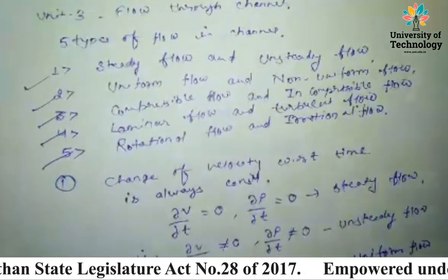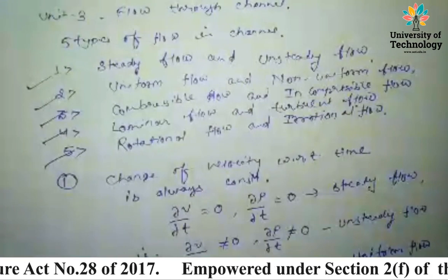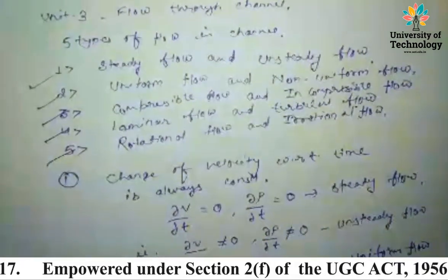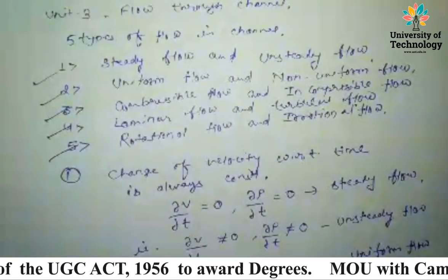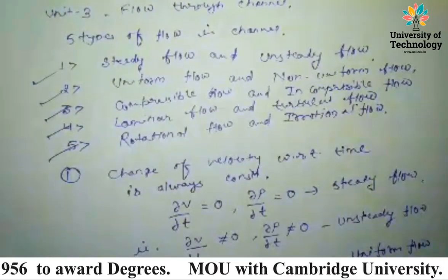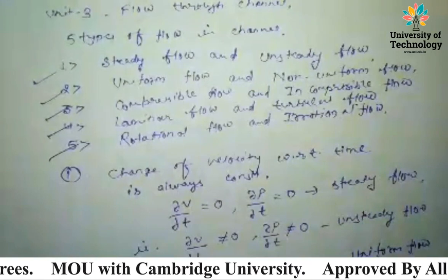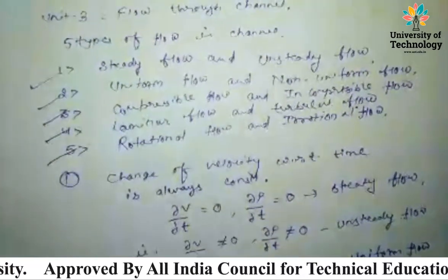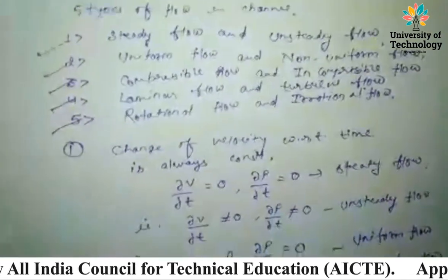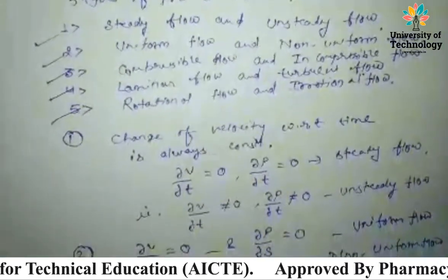Now we will discuss the first, steady flow. It says that the change of velocity with respect to time is always constant. That means del V upon del T is equal to 0. And we say that del rho upon del T is also constant. That is steady flow.